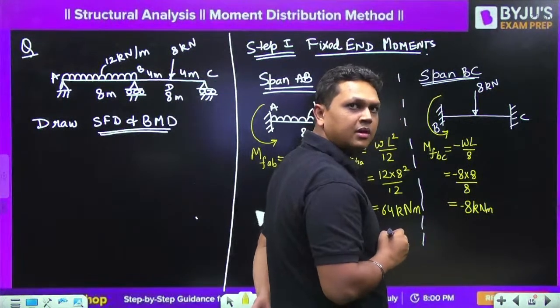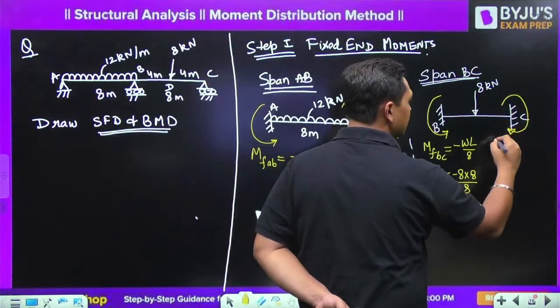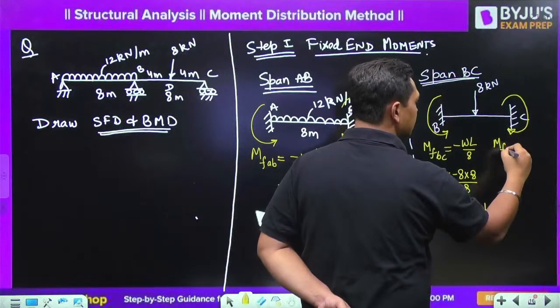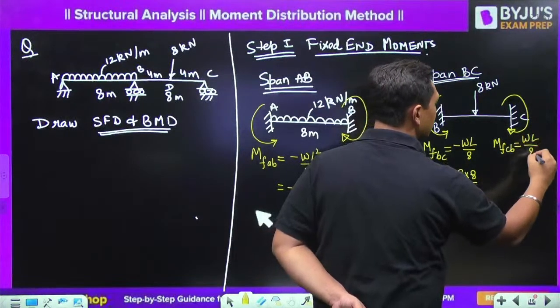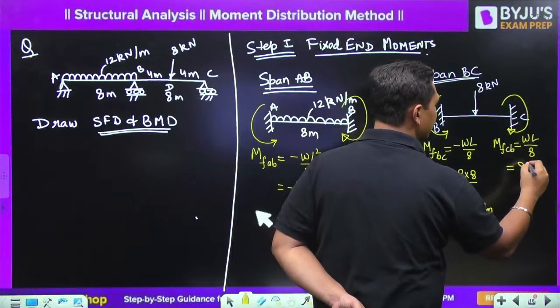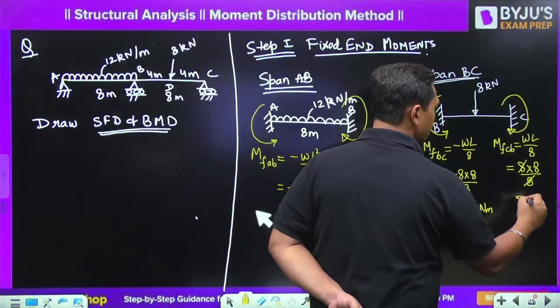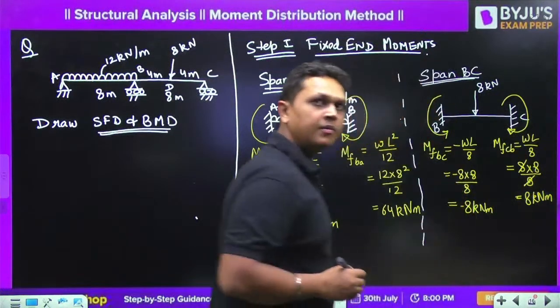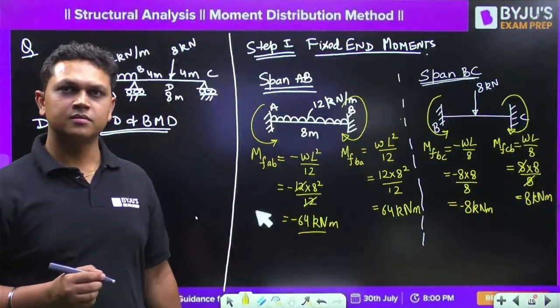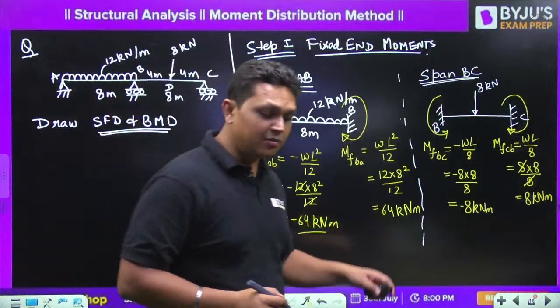Right, everyone? Yes, guys. And similarly, the fixed end moment MFCB will be equal to WL by 8, which is equal to 8 into 8 by 8, which is equal to 8 kilonewton meter. Any doubt, guys? Any doubt up to this point? So we have calculated the fixed end moments now.